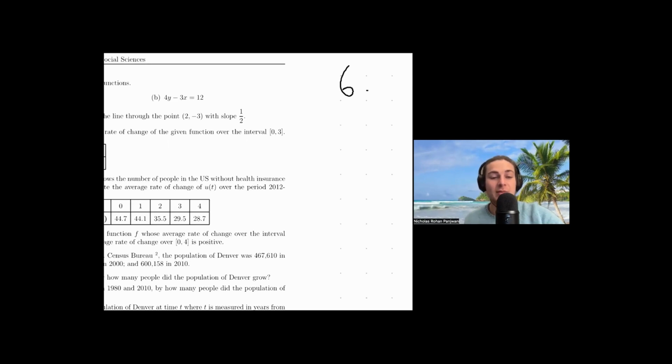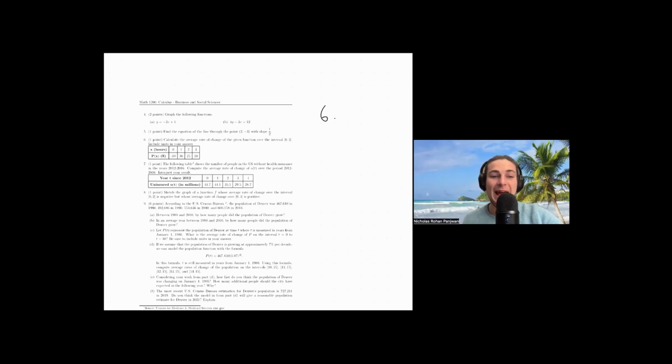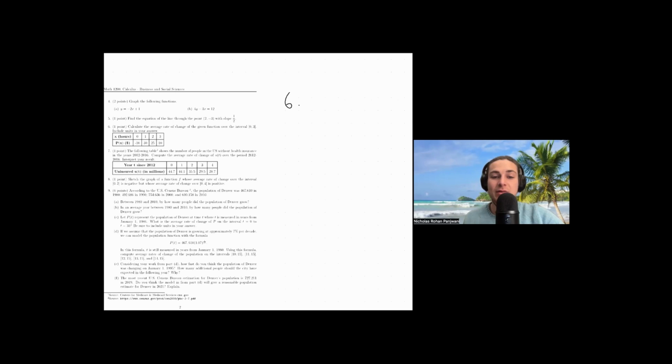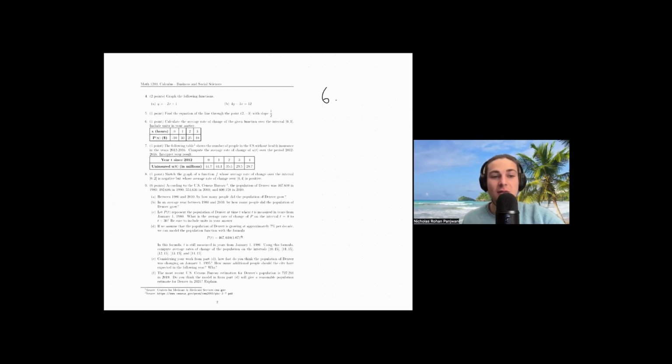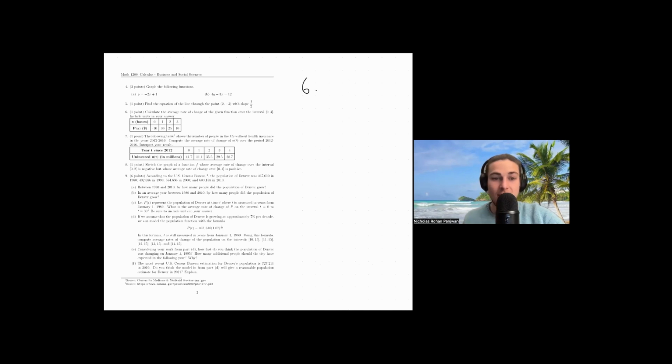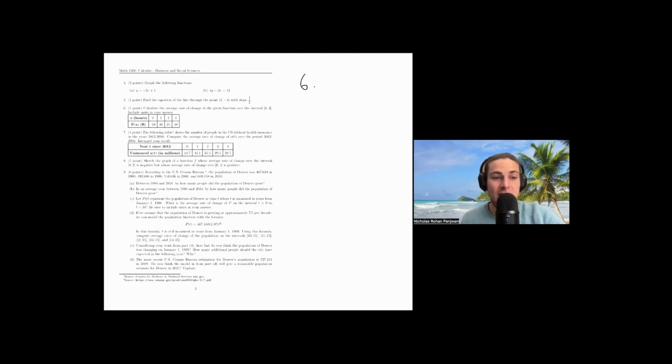Number 6, calculate the average rate of change of the given function over the interval [0, 3], inclusive, right? Those are those hard brackets. So we have some new terminology here: calculate the average rate of change. Okay, so average rate of change is if you take an overall rate of change, or an overall change, shall we say.